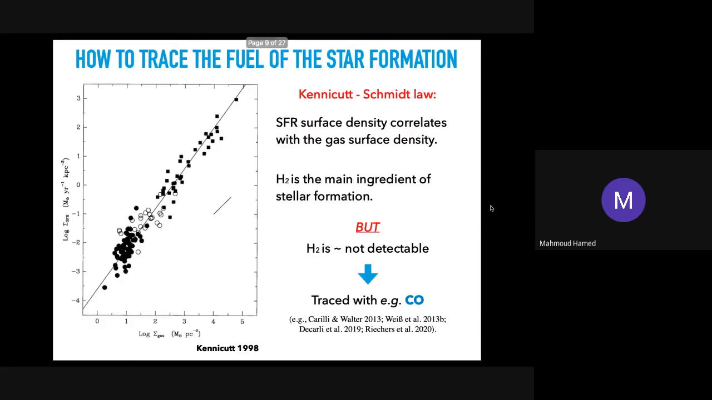So how to trace the hydrogen in the cold molecular clouds? Well, hydrogen is the fuel of star formation, and its density was found to be tightly correlated with the star formation rate. This is the Kennicutt-Schmidt law. But unfortunately, we cannot detect the hydrogen, so we rely on tracers such as the CO molecule, which has a low excitation potential, around 5 kelvins. So therefore, it's a very good tracer for the cold interstellar medium, for the star-forming regions, basically.